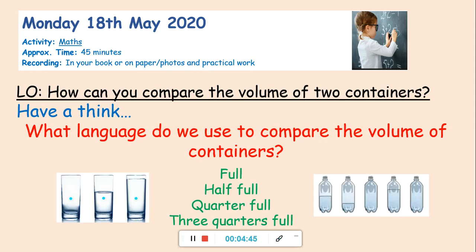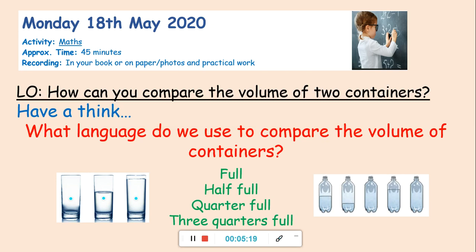Okay, so you could say that a glass or a container, a bottle, is full. You could say it's half full, so that means half of it is full of water or a liquid and the other half isn't. You could say it's a quarter full. So when we're looking at quarters, how many pieces are we splitting into? Yeah, that's 4 pieces, and just one of those quarters is full, or 3/4 full. So again, if we were splitting that bottle or that container into 4 bits, 3 parts of those 4 would be covered.